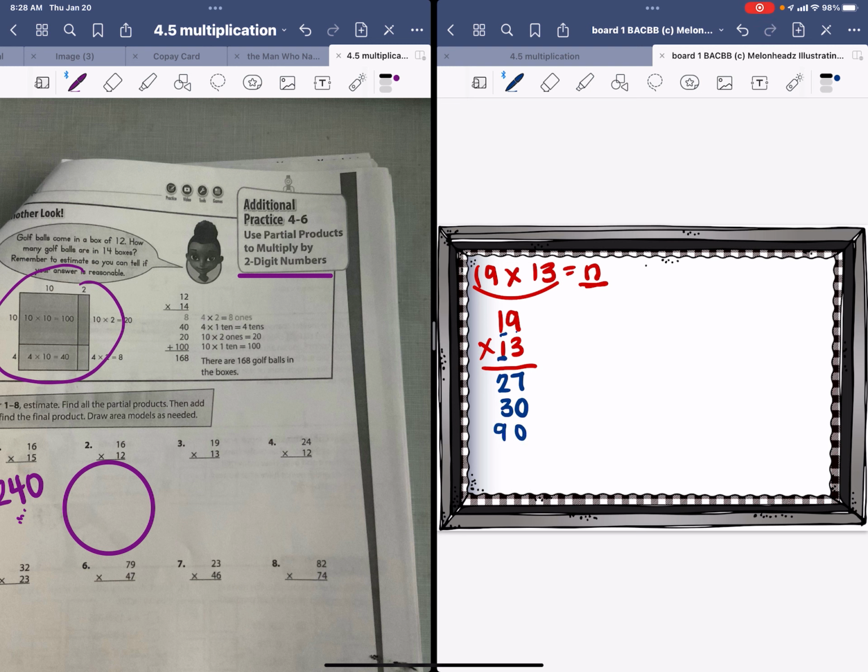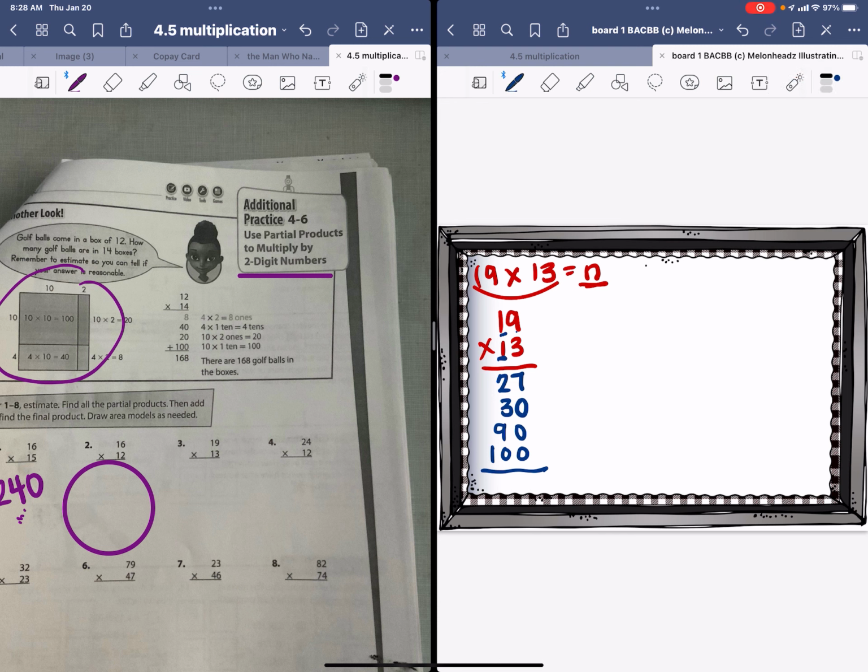And then 10 times 10 is 100. Okay? And each of these right here, 27 is a partial product, 30 is a partial product, 90 is a partial product, 100 is a partial product. Partial just means it's part of, okay? Part of the answer. It's not the answer, but it's part of the answer, okay?